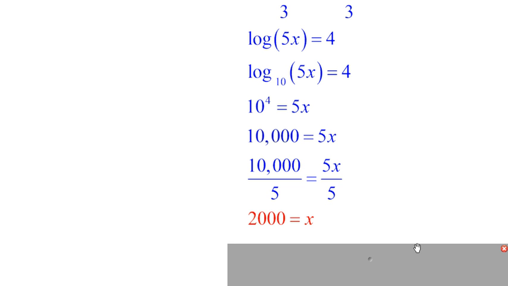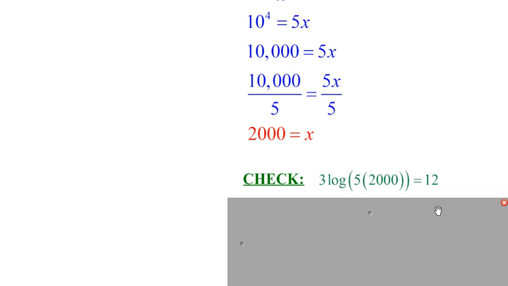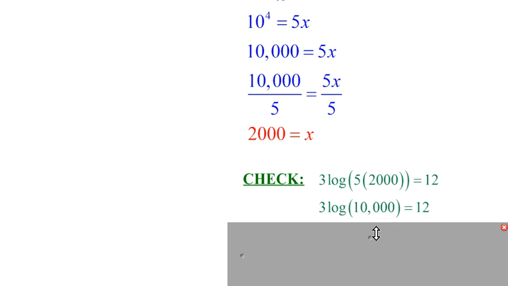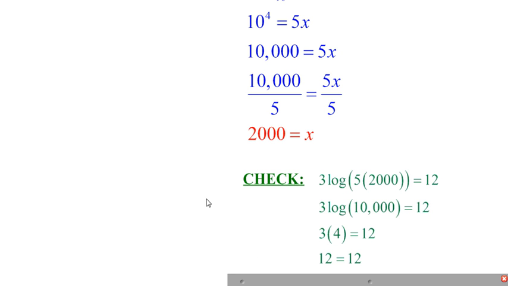Again, we have to check and make sure this is true for the logarithmic equation. So we're going to substitute that into the original. So here we've got some multiplying to do. 5 times 2,000 would be 10,000. And here we could evaluate this in our calculator as is. We could do 3 times the log of 10,000 and make sure it equals 12. We also could just evaluate the log of 10,000, which is 4, and multiply by 3, which checks out and gives us 12. So the correct value for x for our equation would be 2,000.